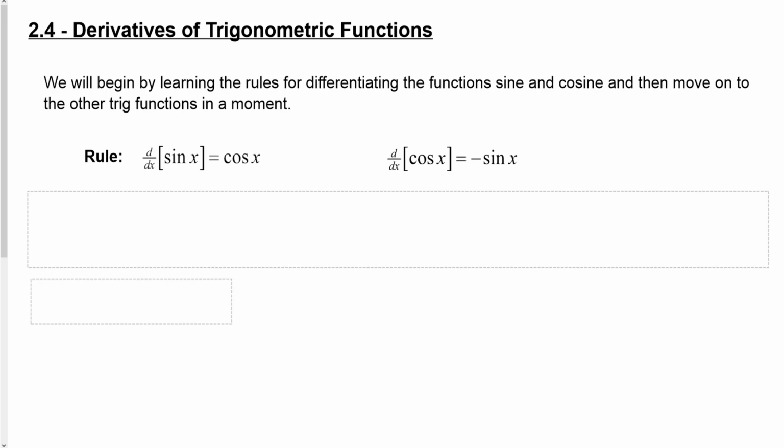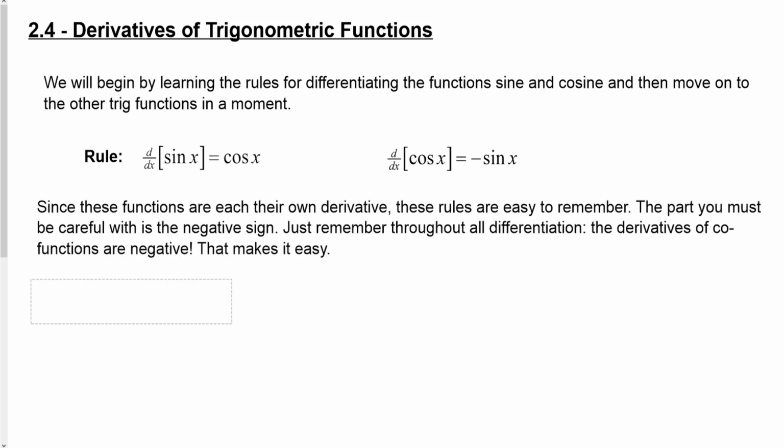So the derivative of sine is cosine, and the derivative of cosine is almost sine, but it's the negative of the sine function. So you want to be careful with that. Make sure you get the negative in the right place. One thing that you can count on is throughout all of differentiation, all of the co-functions have negative derivatives. So cosine has a negative derivative, cosecant has a negative derivative, and cotangent has a negative derivative as well. So that makes it easy.